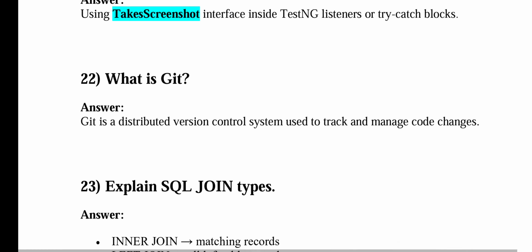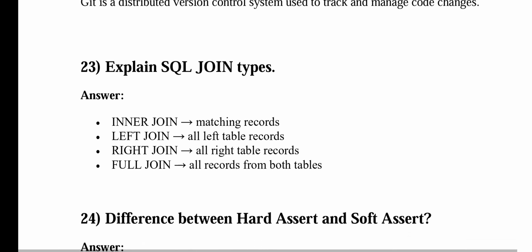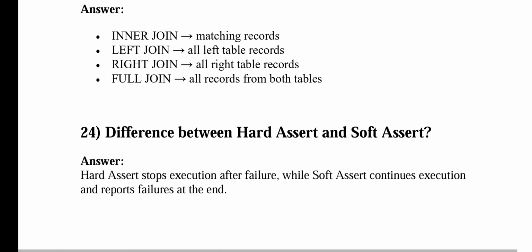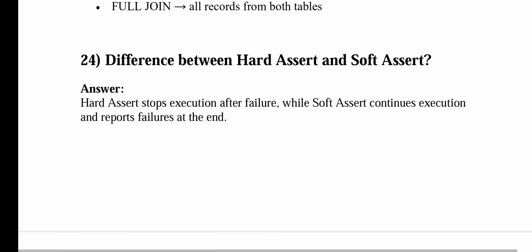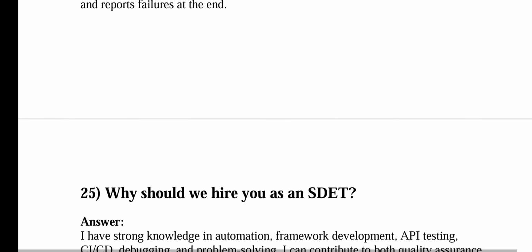Then next, what is Git? Git is a distributed version control system used for tracking and managing the code changes. Okay, the next question comes on SQL join types, the types of joins and why they are used. Okay, and then the next question goes on the difference between hard assertion and soft assertion. You can tell the interviewer that hard assertion stops execution after the failure, while soft assertion continues execution and reports failures at the end.